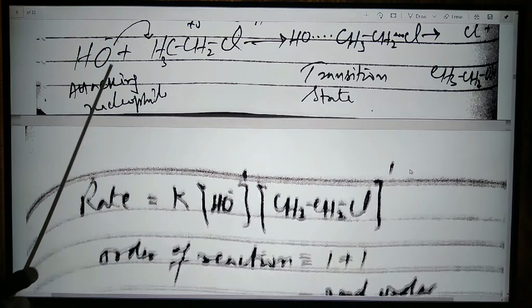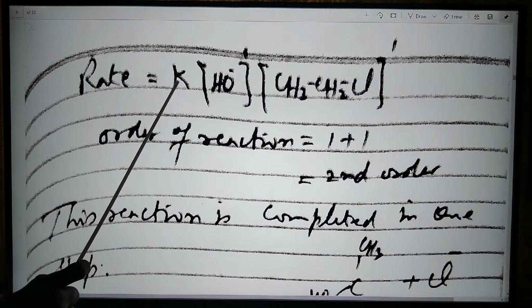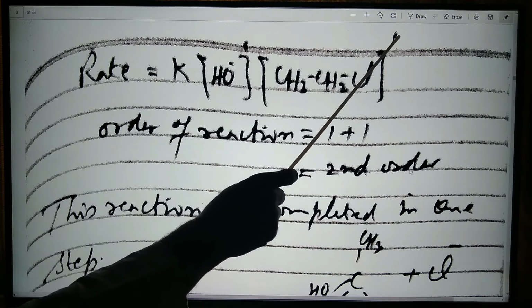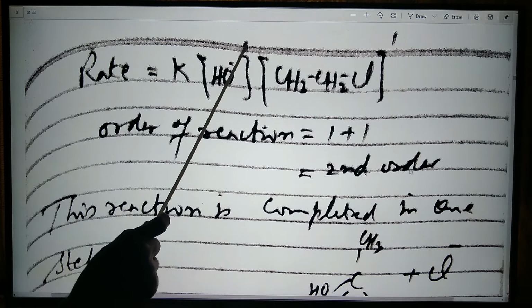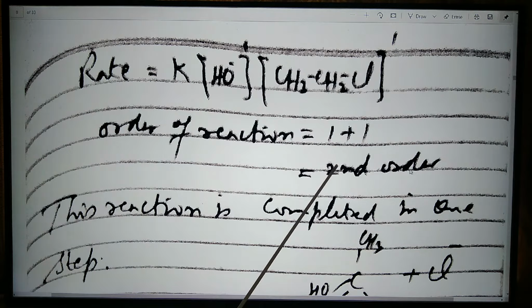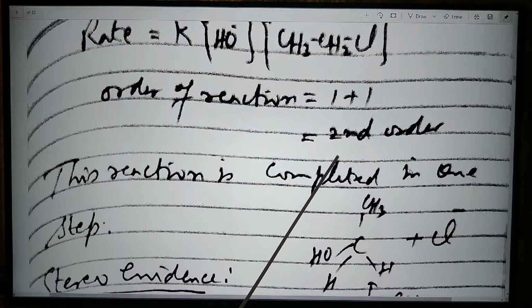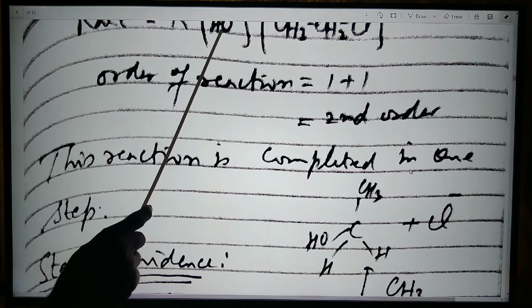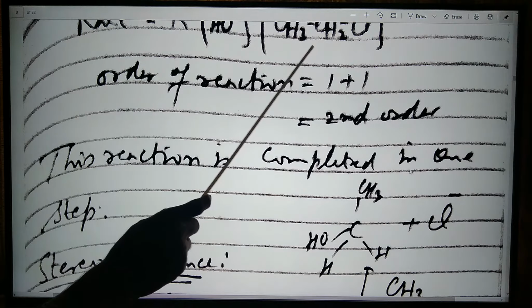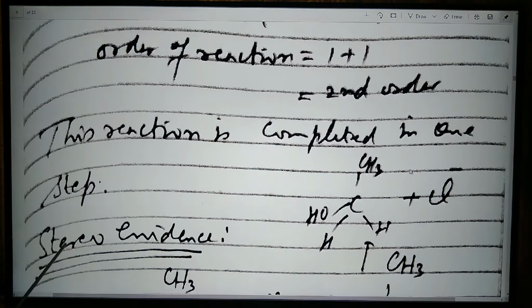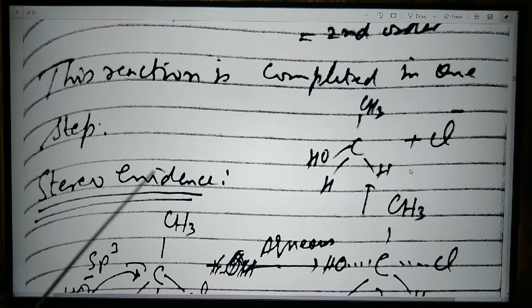So the rate of reaction is equal to k [OH][CH3CH2Cl]. It is 1, it is also 1. So you know 1 plus 1 becomes 2. So it is called second order. Hence the rate of reaction depends upon the concentration of the OH as well as the substrate, and k is called the rate constant. And now we can explain the stereo evidence.